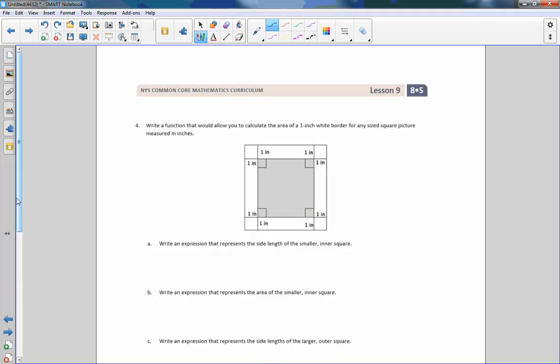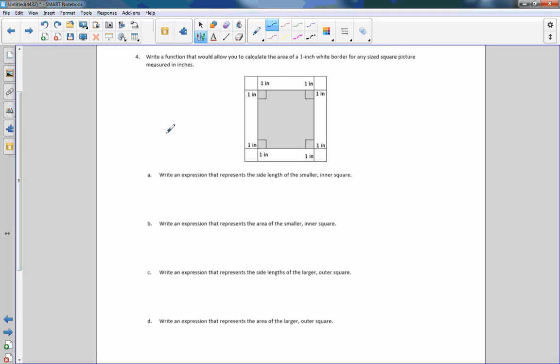Okay, now we have number 4. It says write a function that would allow you to calculate the area of a 1-inch white border for any size square picture measured in inches. Any size square picture. So now they didn't give us a length. So if I'm going to call the side S, this is an S by S side. So this side here is going to be S, which is this piece, plus 1, plus 1. So that will be S plus 2.